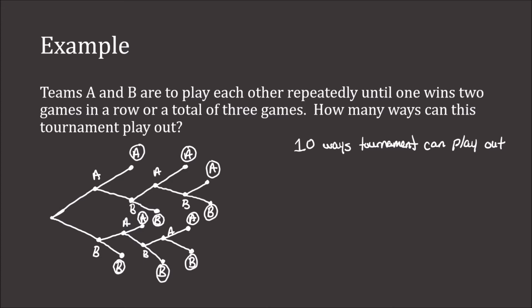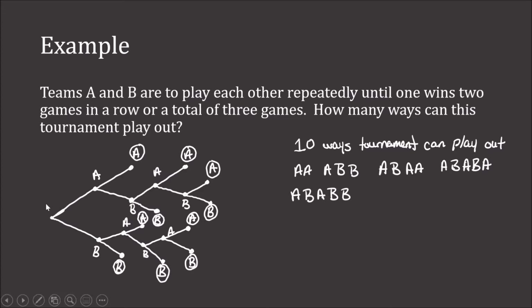If we were to list them, we can list them this way. A wins 2 in a row. And we could have A wins, B wins, B wins. Then we could have A wins, B wins, A wins, A wins. We could have A wins, B wins, A wins, B wins, A wins. We could have A wins, B wins, A wins, B wins, B wins. That takes care of A winning the first game. That's this branch up here.